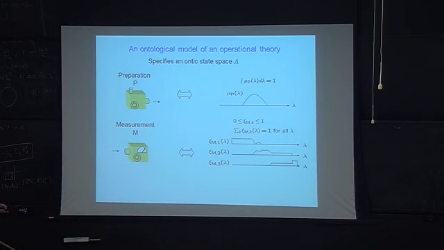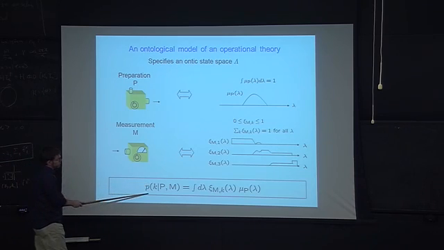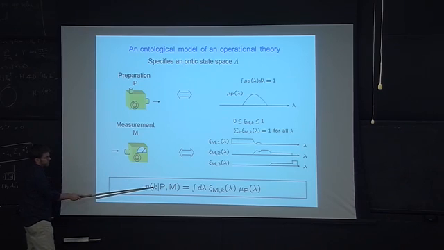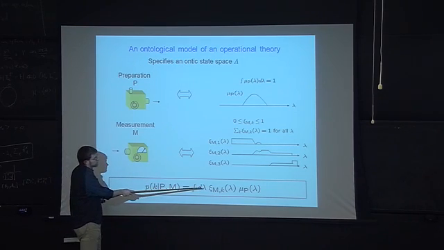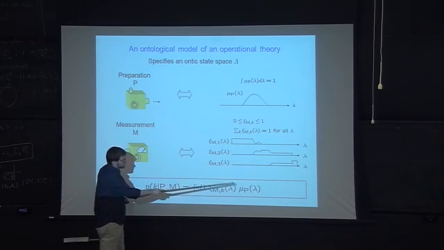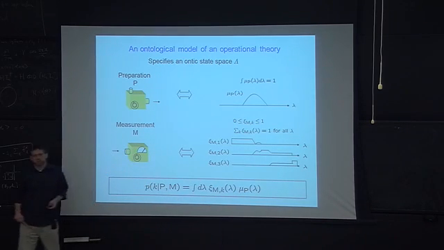And then finally, as we've seen before, whatever your operational theory predicts, at the minimum, what an operational theory does is it predicts probabilities for different outcomes of your measurement M when you've prepared P. Well, your ontological model has to reproduce those predictions. So it has to say that if I take the probability of outcome K given lambda times the probability of lambda given P, integrated over lambda, I should get these probabilities back. So you've already seen that. It's just review.